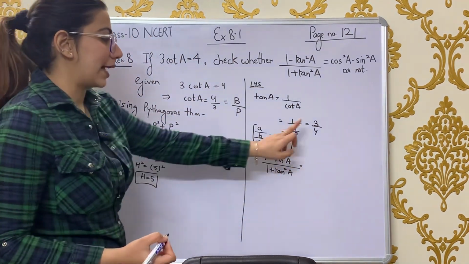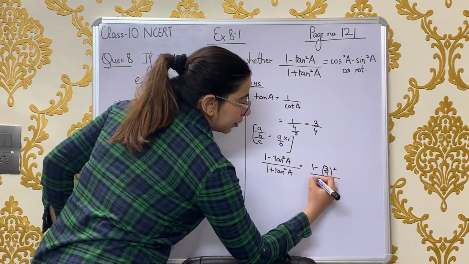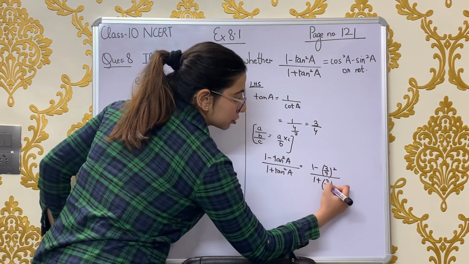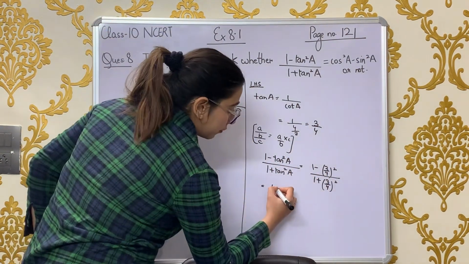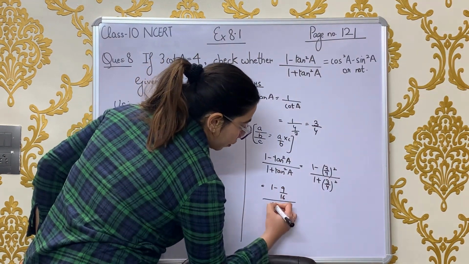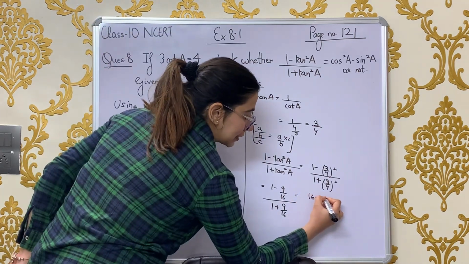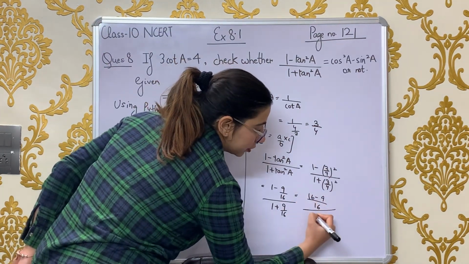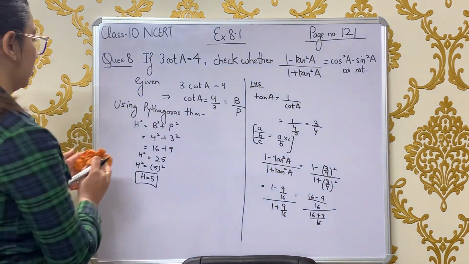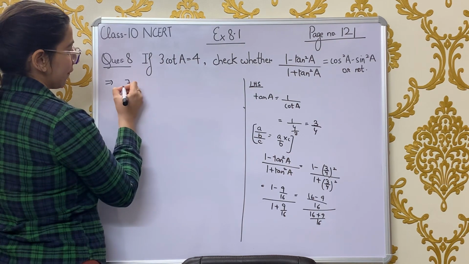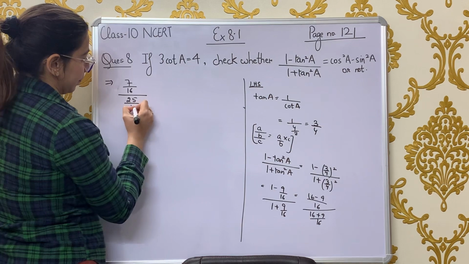Right? So tan A is 3 by 4. So (1 minus 3 by 4) whole square upon (1 plus 3 by 4) whole square. Square of 3 is 9 and square of 4 is 16. So (1 minus 9 by 16) upon (1 plus 9 by 16). Taking the LCM, we get (16 minus 9) by 16 upon (16 plus 9) by 16. We get 7 by 16 upon 16 plus 9, which would be 25 by 16.